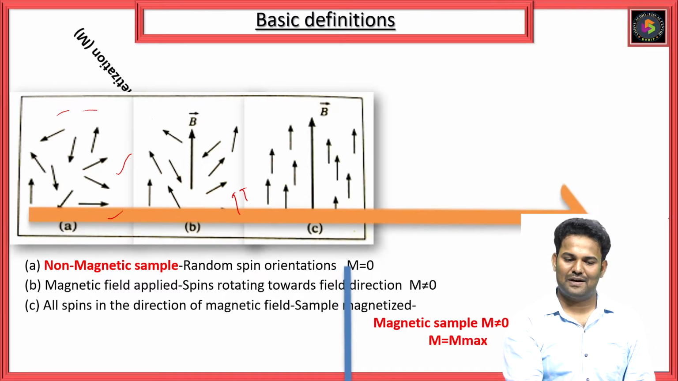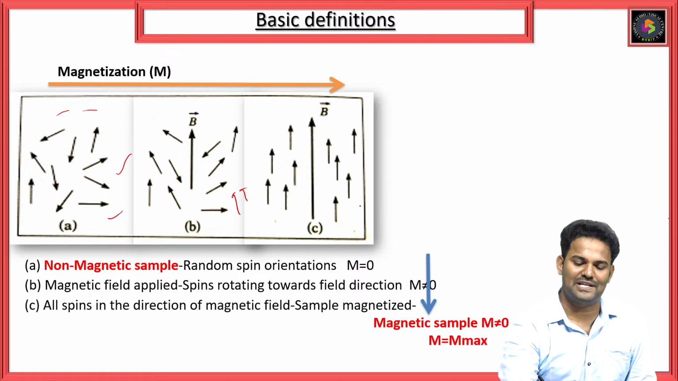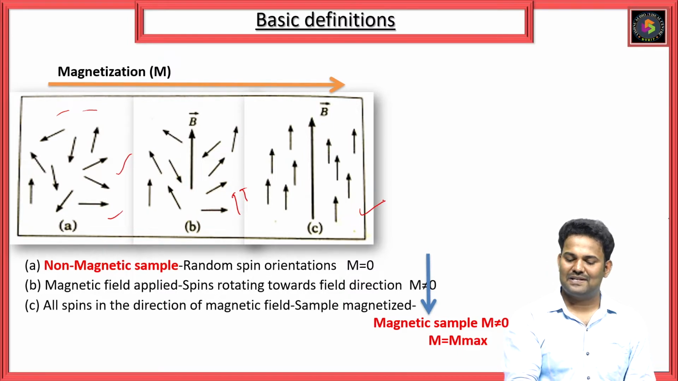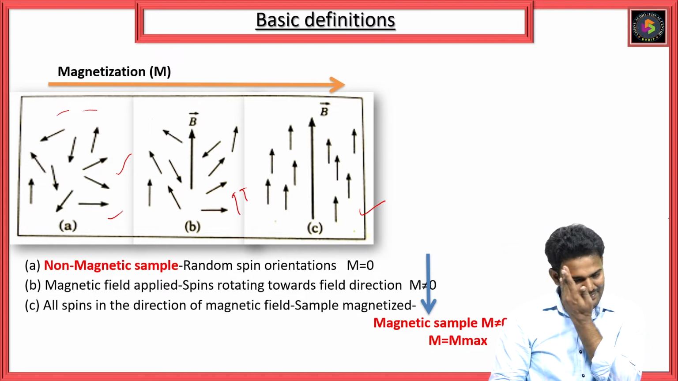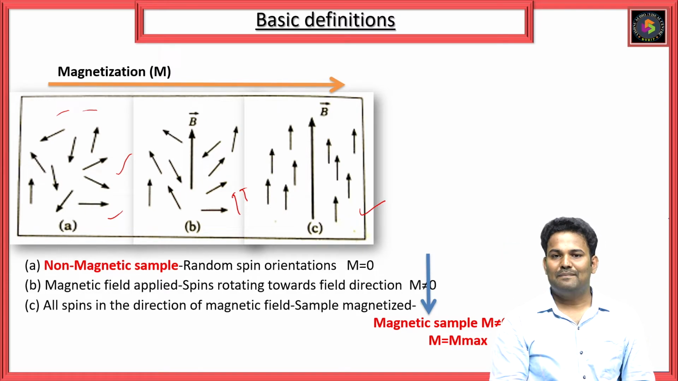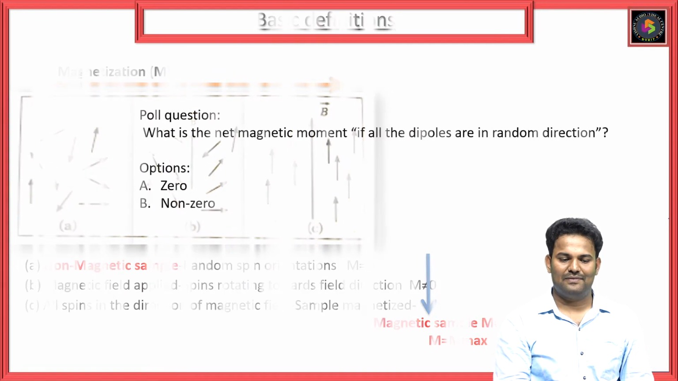Coming to the third case, we are applying more and more high fields. The magnetization M is not equal to 0. M will reach the maximum value. All spins are in the direction of the magnetic field, so the sample can be magnetized. M reaches its maximum value.